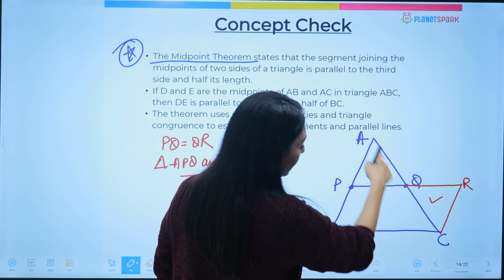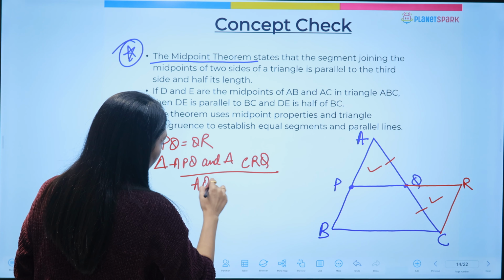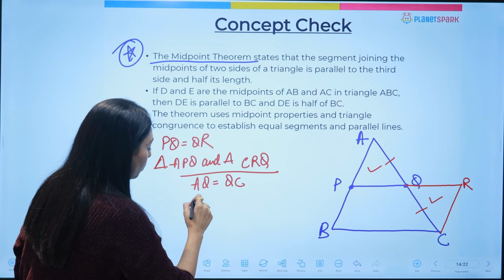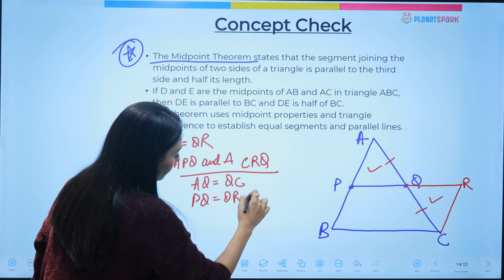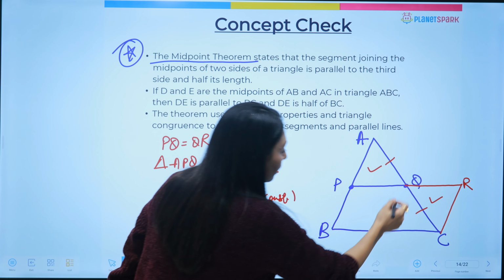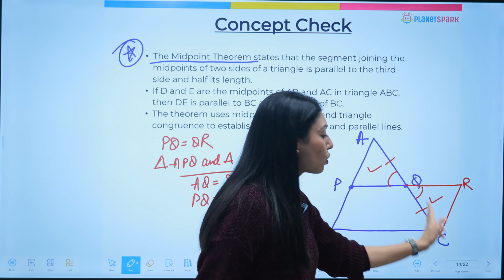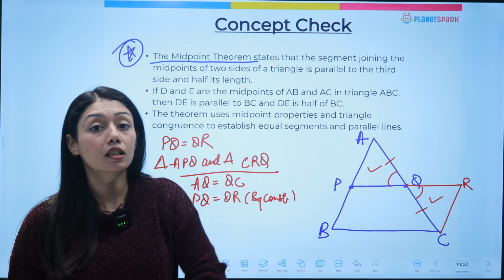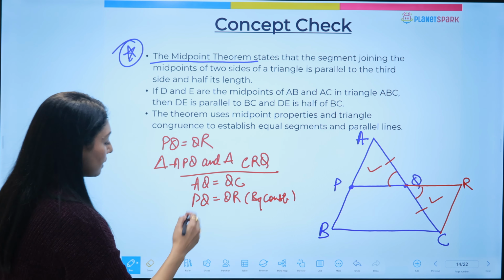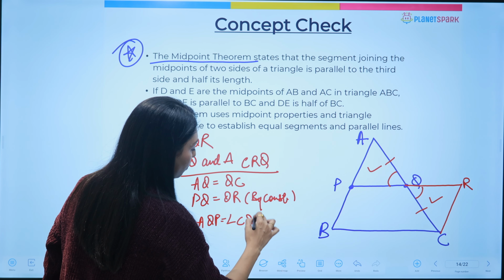Now in these two triangles, what do we know? We know Q is the midpoint of AC. That means AQ is equal to QC. Then we made the construction such that PQ is equal to QR, by construction. Then do I see a pair of vertically opposite angles? Yes, this is a straight line, this is a straight line, two straight lines intersecting each other. At the point of intersection, what will we have? Vertically opposite angles, and they will be equal. So I can say angle AQP is equal to angle CQR.